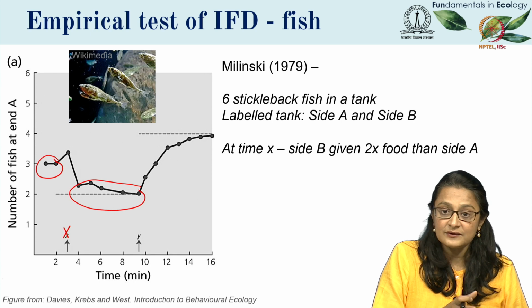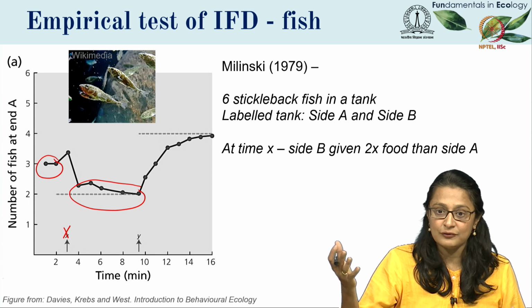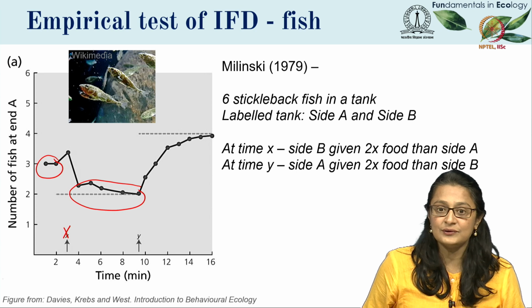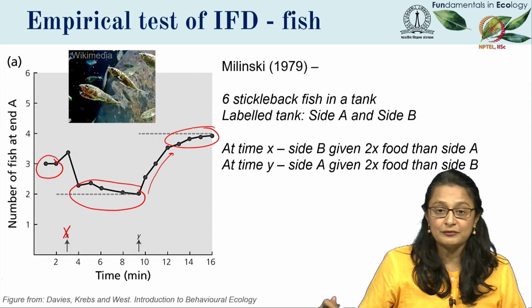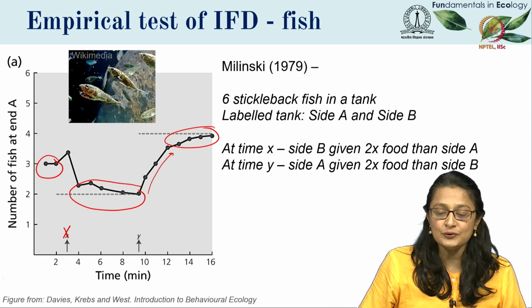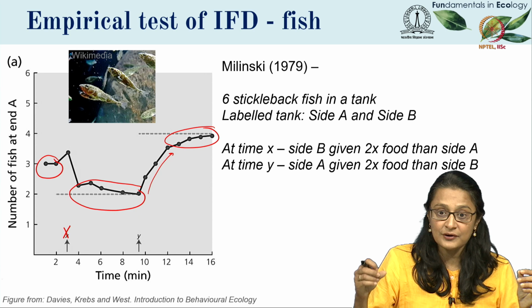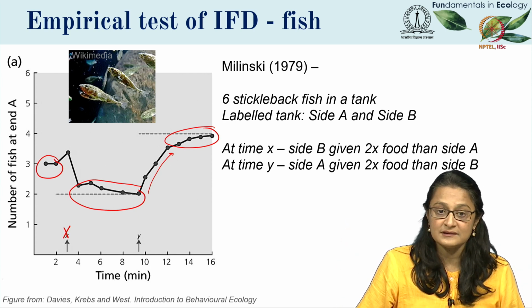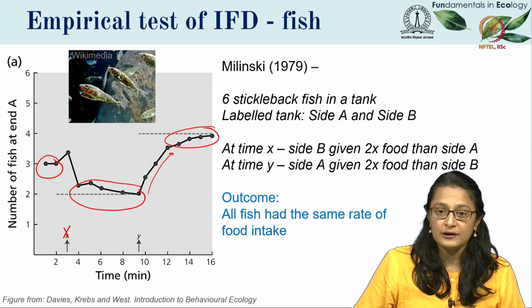So at point X, when he put 2 times the food on one side, fish shifted there, leaving 2 behind here and 4 on that side. And then he switched it again. At time Y, he gave side A 2 times more food than side B. And the fish readjusted, and now there are 4 fish on side A and 2 fish on side B. So the fish were moving in the tank such that at the end of each set of trials, the number of fish matched the resource amount. R over N was the same on side A and side B. The outcome is all fish had the same rate of food intake.